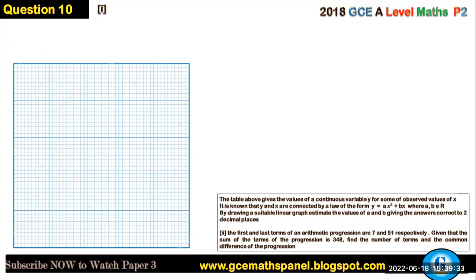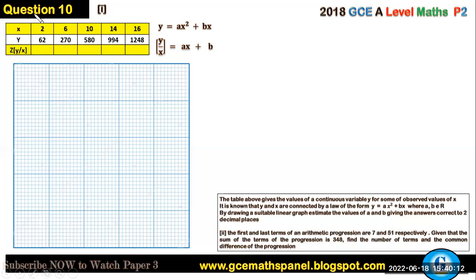Let us tackle this question. The table above gives values for a continuous variable y for some observed values of x, and they want us to use a linear relationship to plot a suitable graph. From here, we have y equals ax squared plus bx. So a suitable graph for this is y over x equals ax plus b, which is now in the form y equals mx plus c, where our constant y-intercept is the value b, and our gradient is a. So we just have to plot the value of y on x against x.